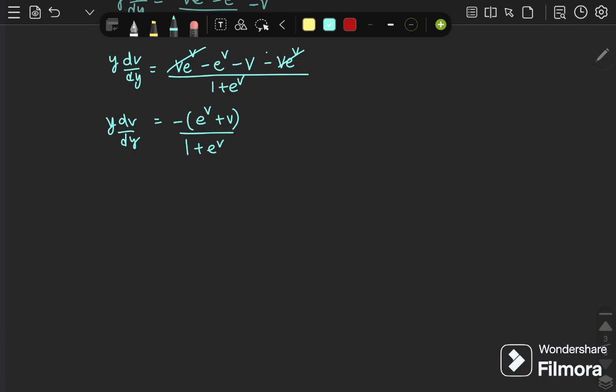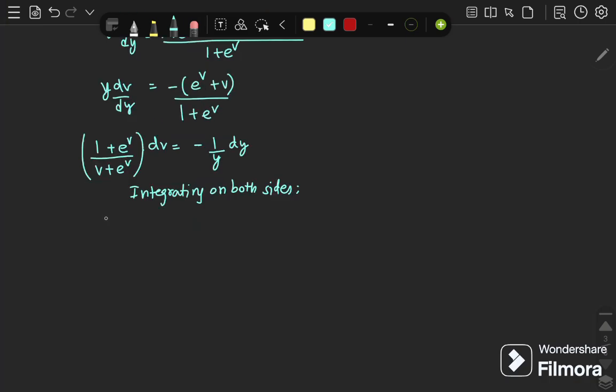Now again, the variable separation method we can use. If I transpose the v terms to the LHS, we will be getting (1 + e^v)/(v + e^v) dv equals minus of 1/y dy. Now integrating on both sides, integral of (1 + e^v)/(v + e^v) dv equals minus integral of 1/y dy. Now let us put v + e^v as t, the substitution method of solving integrals.